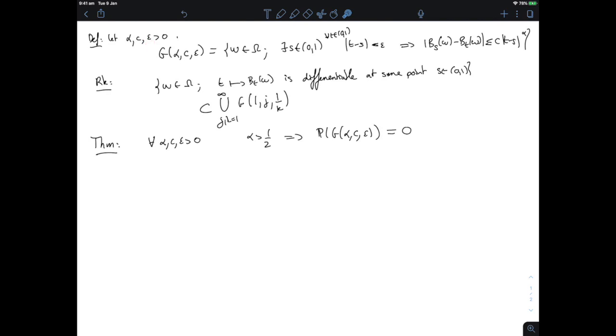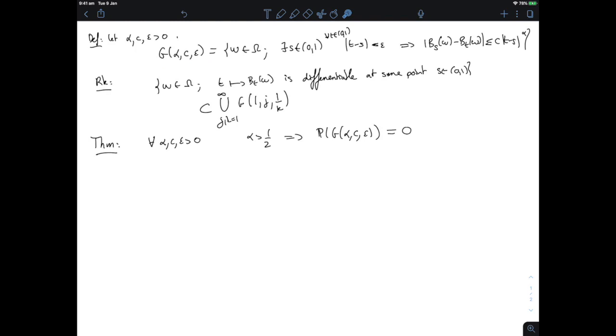So what is G_{α,C,ε}? It is the set of all ω, or if you want, the set of all trajectories of the Brownian, for which you can find a point such that for any t in the neighborhood of that point, the Brownian behaves in the neighborhood as a Hölder regular function, right? So we've already proven that if you take C appropriately large, and you take any ε, and you take α smaller than 1/2, then the probability of this set is 1. That's the positive result we've been showing.